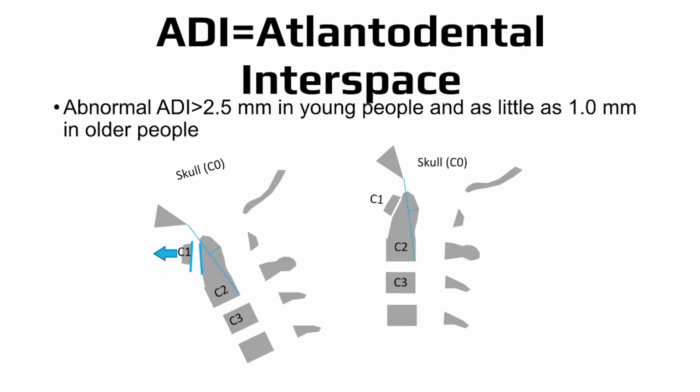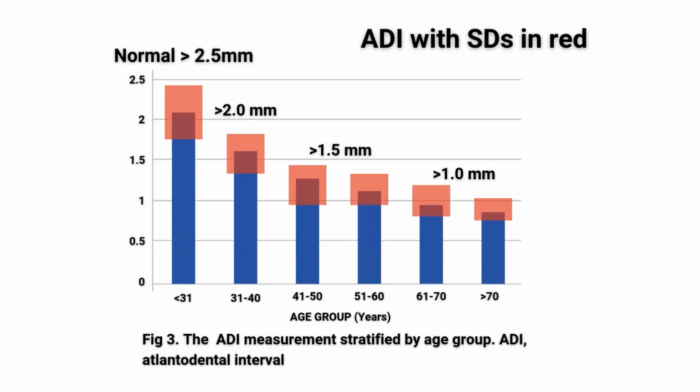Now, another thing you should look at is the ADI, or Atlantodental interspace. As you can see here, that's when the C1 atlas moves forward of the C2 and creates a gap right there. An abnormal is going to be 2.5 millimeters or more in young people, and as little as more than 1 millimeter in older people. And that's because as we age, this normal distance gets smaller and smaller. So here are the normals by age group, so you can determine whether or not your ADI, as it's reported on the report, is normal or abnormal.